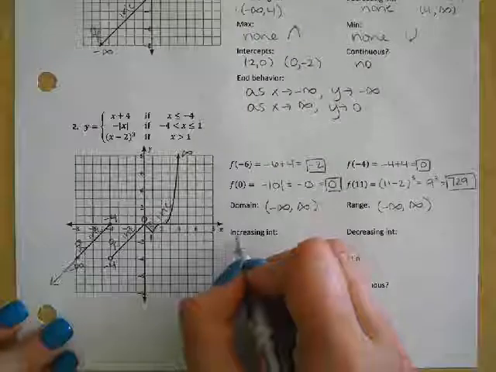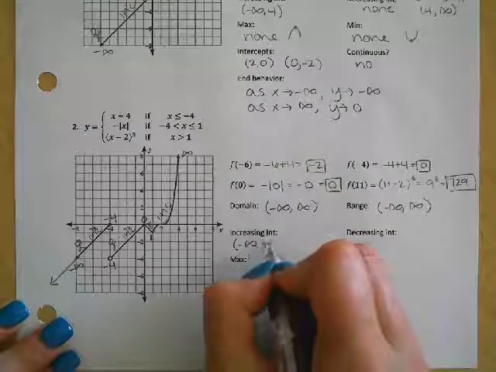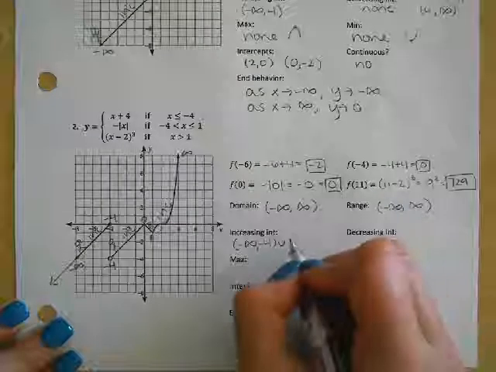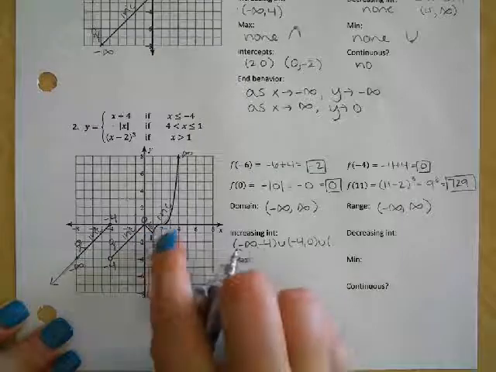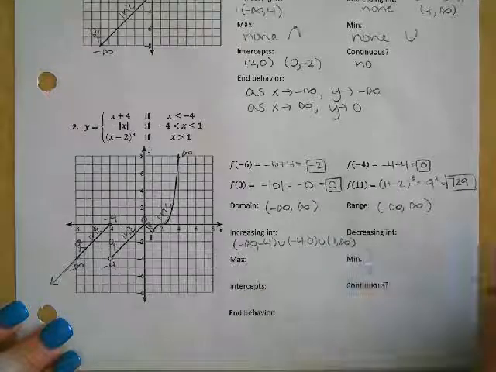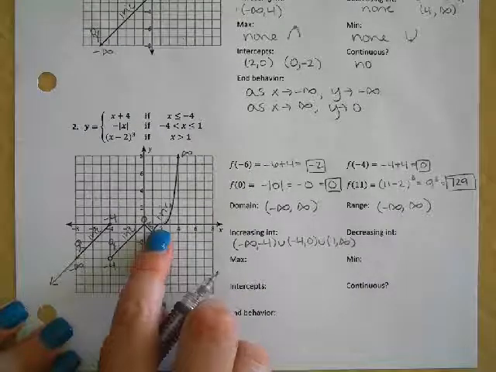So the increasing interval is from -infinity to -4, and -4 to 0, and then 1 to infinity. And the decreasing interval is very, very short. It's just from 0 to 1.